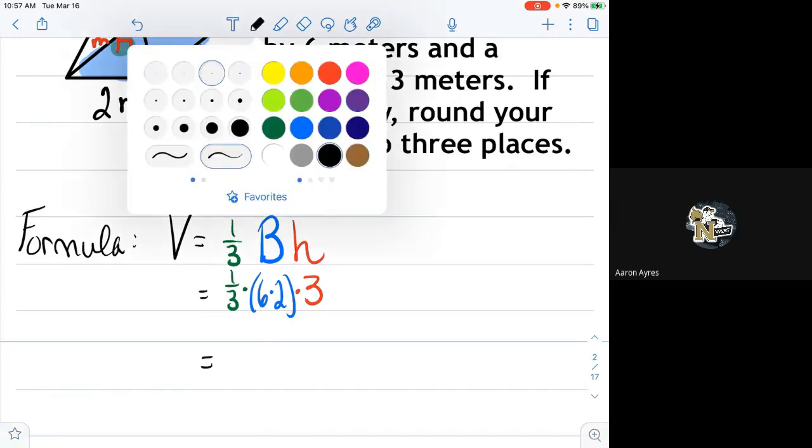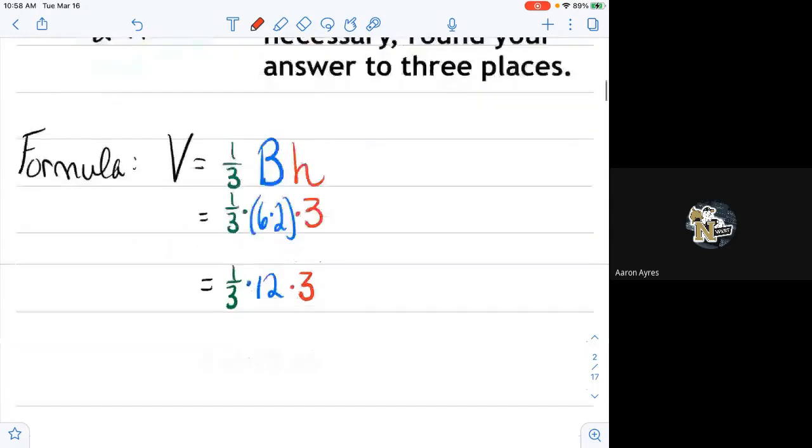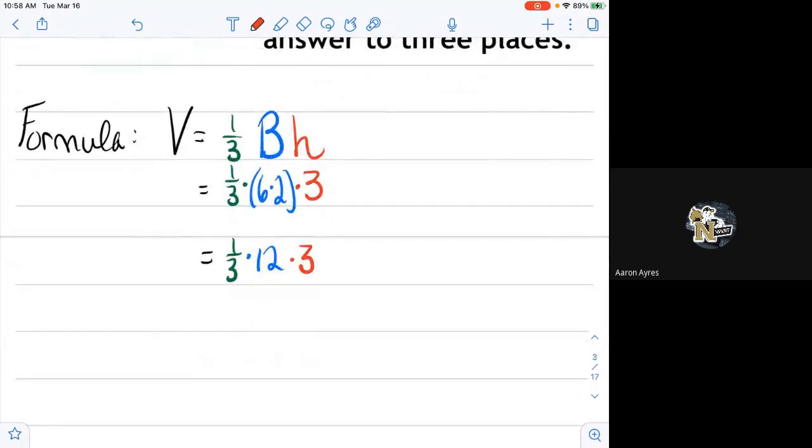So it becomes 1/3, right? Times 12 times 3. Everybody good with that? Okay. Now, I like to multiply the integers together first, okay? What's 12 times 3? 36. Very good. Okay. So we'll have 36.